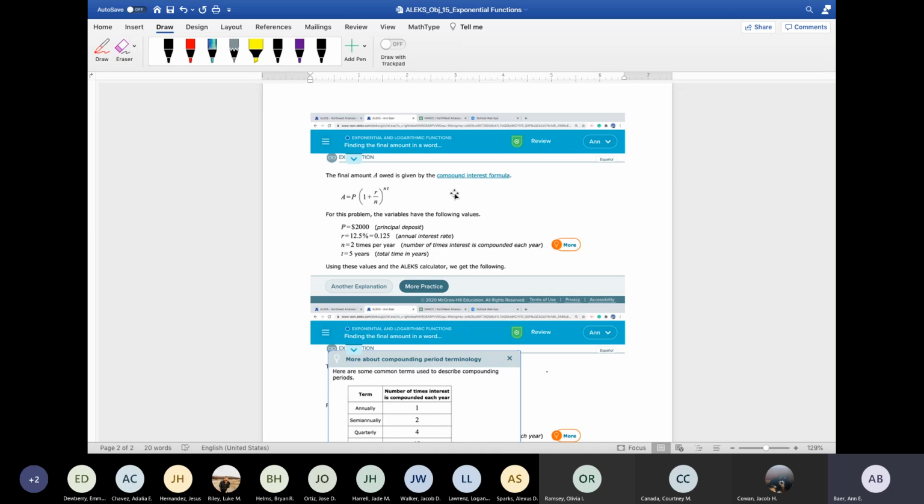So we have this problem that we want to do. We want to find the amount that she will owe after 6 years. We want to find that final amount here. So what we've got going on here is the final amount A owed.